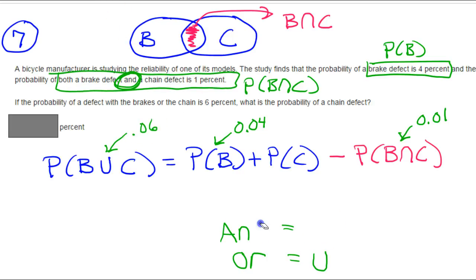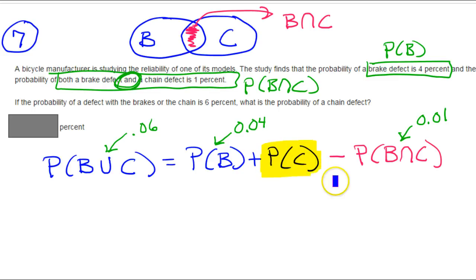So they gave us 3 pieces of information out of the 4. The only piece of information that they did not give us from this formula was the probability of a chain defect. And guess what? That's what they're asking us for, the probability of a chain defect.